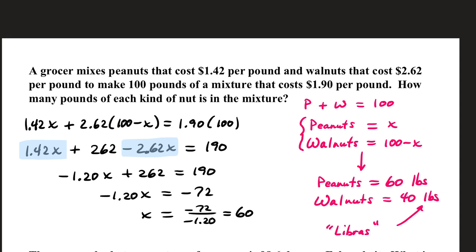In the black ink, $1.42 per pound for peanuts plus $2.62 per pound for walnuts, and that's going to be equal to the total mixture, which is $1.90 times 100 pounds. Distribute your 2.62, and you have 1.42x plus 262 minus 2.62x equals 190. Combine the like terms highlighted in blue. That's a negative 1.20x plus 262 equals 190. Subtract 262 from both sides. Negative 1.20x equals negative 72. Divide both sides by negative 1.20, and this came out to 60 pounds. We let X go with peanuts, so peanuts are 60 pounds of the mixture. Therefore, walnuts are the other 40.